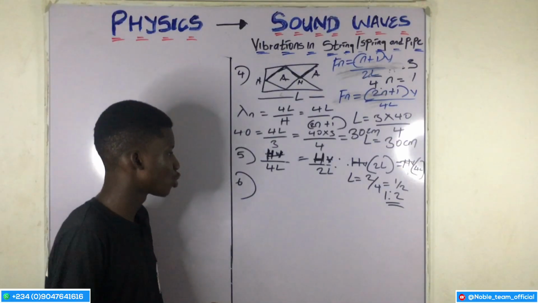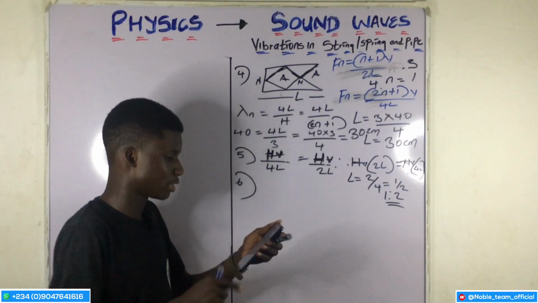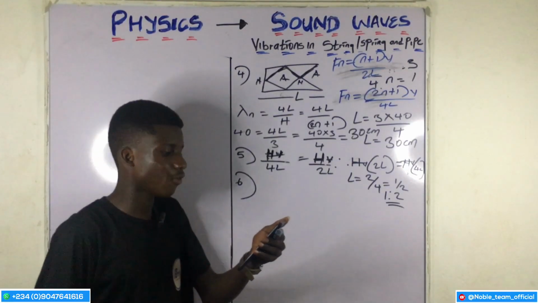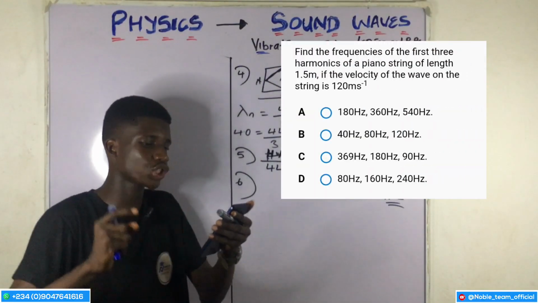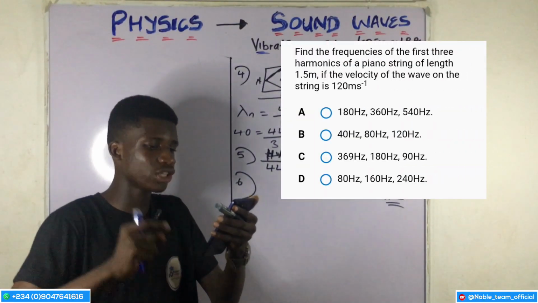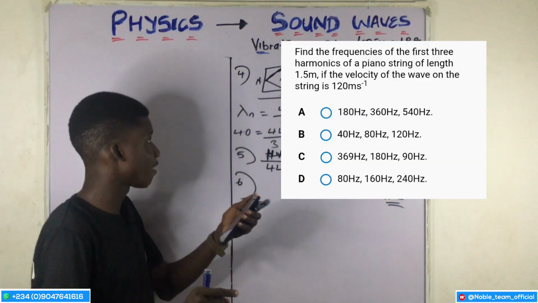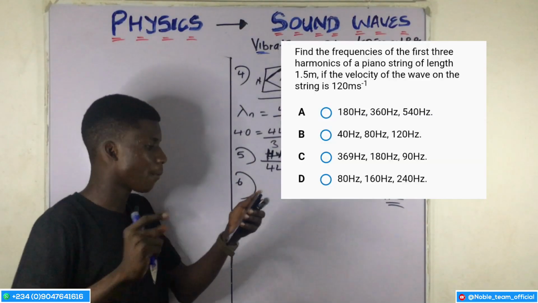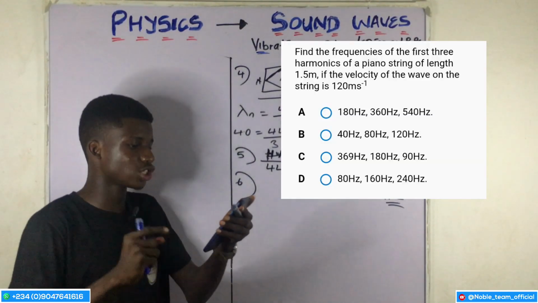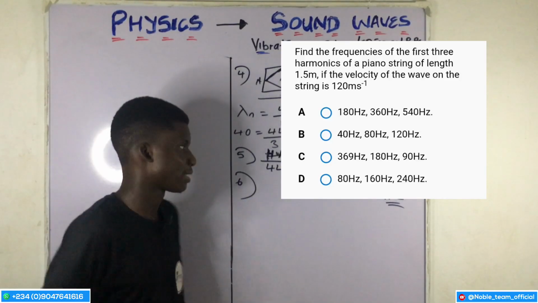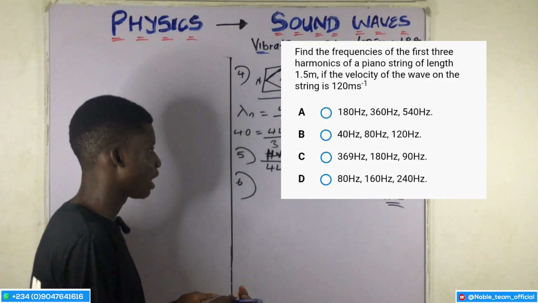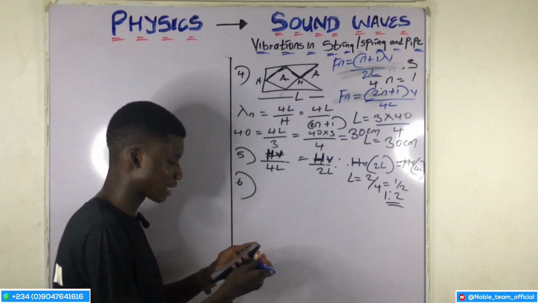Now let's solve question 6. Question 6 says, find the frequencies of the first 3 harmonics of a piano string of length 1.5 meters if the velocity of the wave on the string is 120 meters per second. Now we are being asked to get the first 3 harmonics.